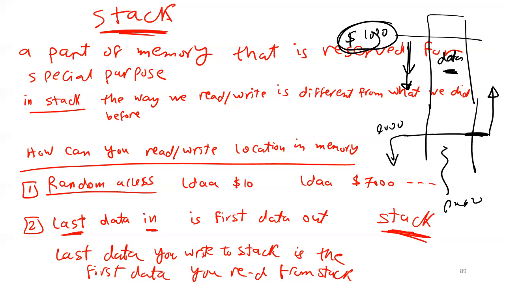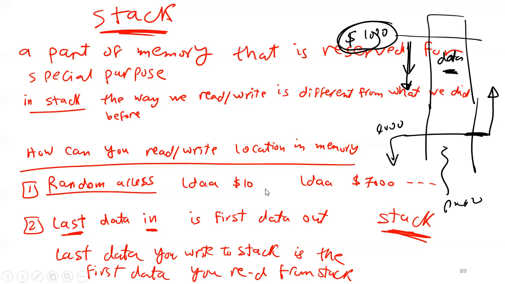How is it a different way? That's what I'm explaining now. What we did before, we call it random access. Random access means you have to give me the address, because in stack you don't need to give me an address. I'm going to tell you how. There are two differences between what we did before and what I'm going to do in stack. The first difference is, in what we did before, you have to tell me which address.